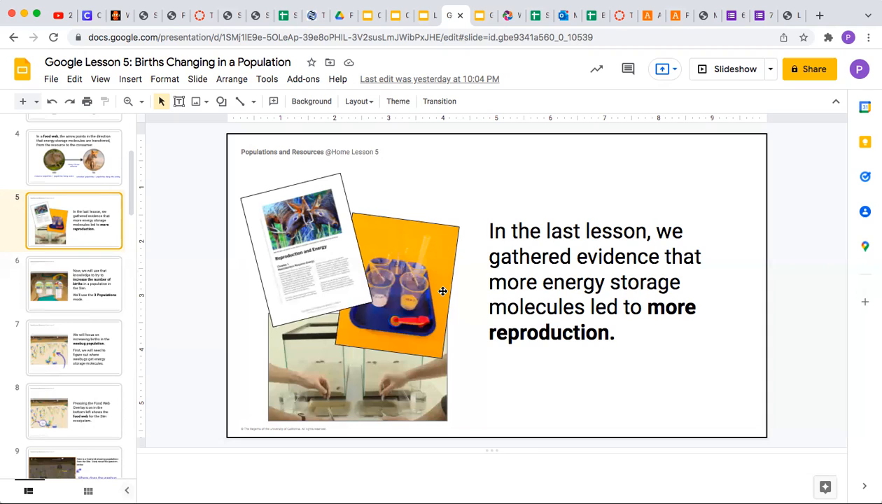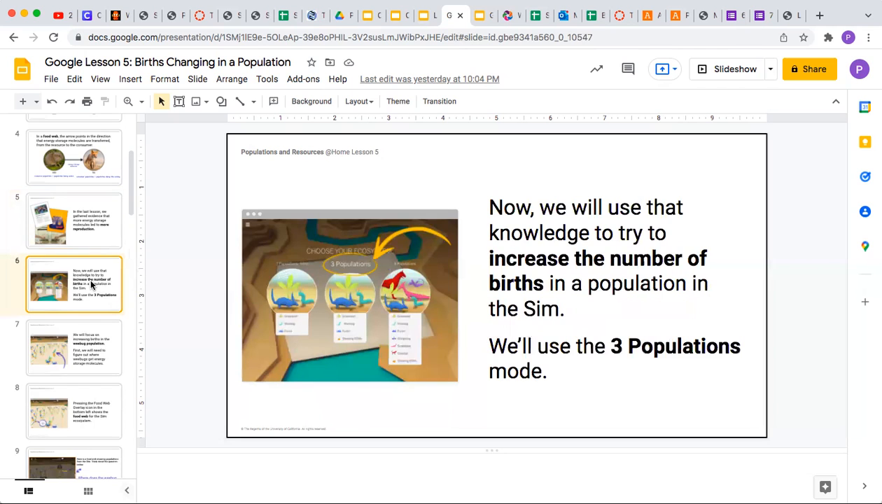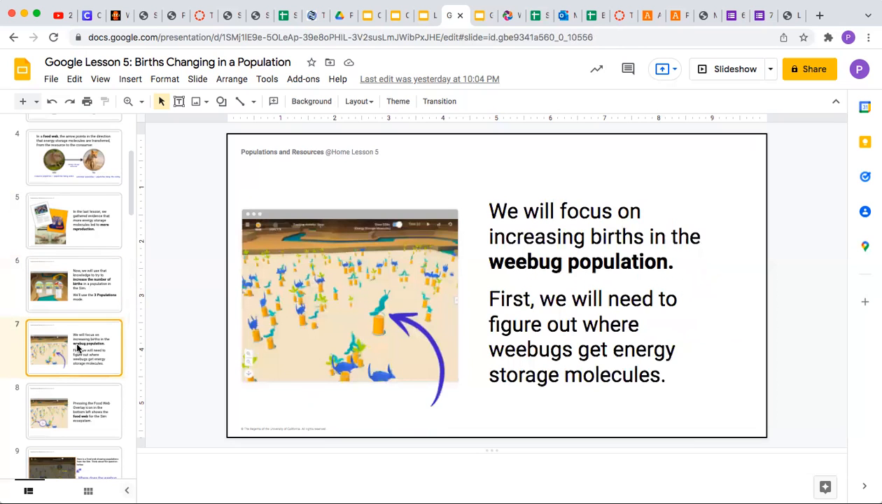But that was evidence that if energy was being used, then the yeast were reproducing as well. And you saw those little pictures of the yeast buds. That was evidence that they were reproducing. So this week, you're going to use what we learned about that to try to increase the number of births in a population in the sim. So you're going to use three populations mode. And first, we're going to focus on increasing births in a wee bug population.